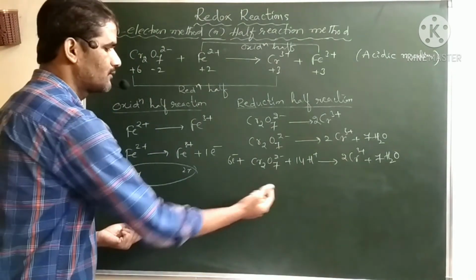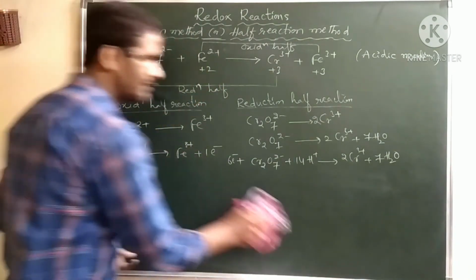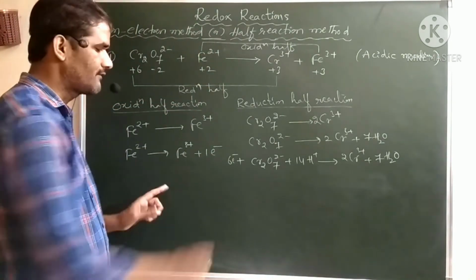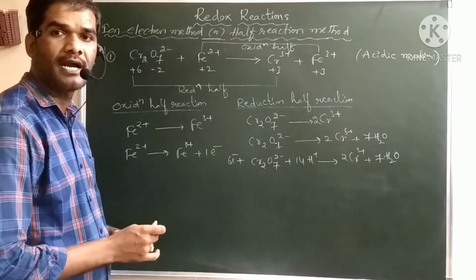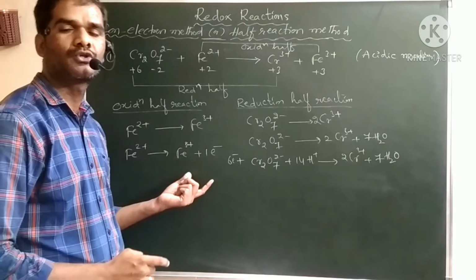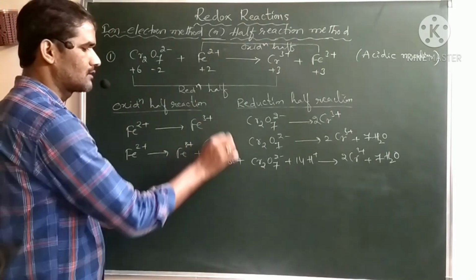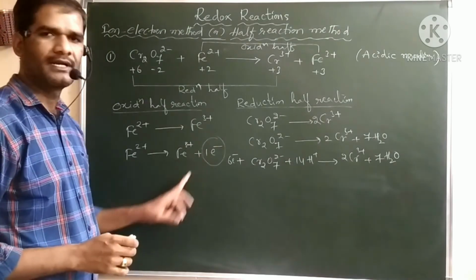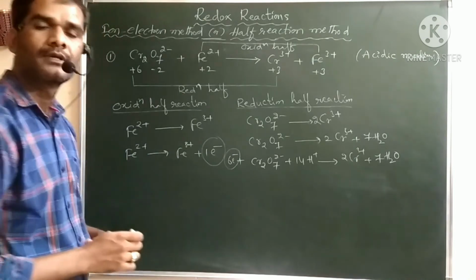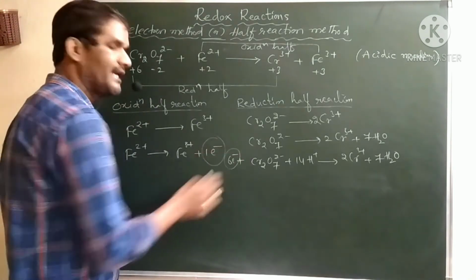Now these both reactions are now balanced, including the charge. Now the final step, what we have to do? Again we have to add both the reactions. Before adding we have to check. So in both the reactions the number of electrons should be same. In the oxidation reaction the number of electrons, here only 1 electron is there. In the reduction reaction we have 6 electrons. So what we have to do? So both should be equal.